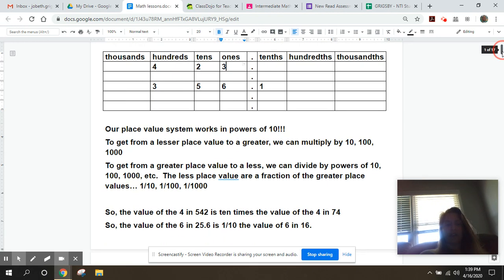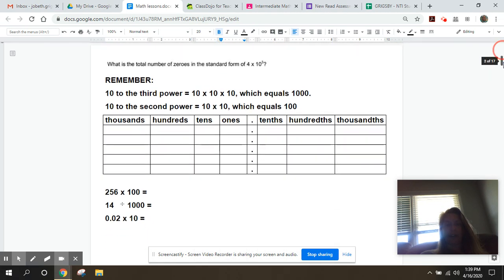Okay? So those are some things that you're going to see on your assessment today. Something else that you might see is when we actually wrote digits down in our place value charts, and we shifted them. That's what we're going to work on.